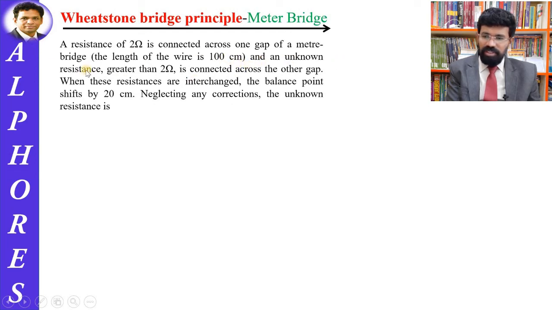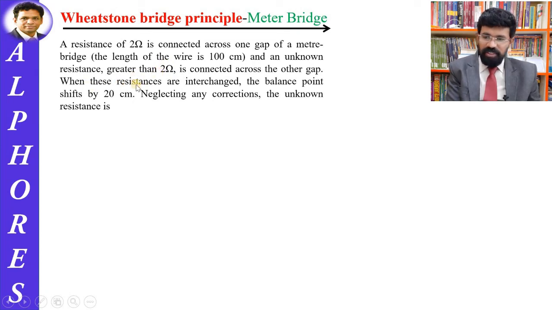And an unknown resistance greater than 2 ohms is connected across the other gap. So across the other gap, an unknown resistance is connected, whose resistance is not mentioned, but it was said that its resistance value is greater than 2 ohms. In the left gap we already have 2 ohms resistance, and in the right gap, whatever resistance is there, that is more than 2 ohms. That's the information he has given.